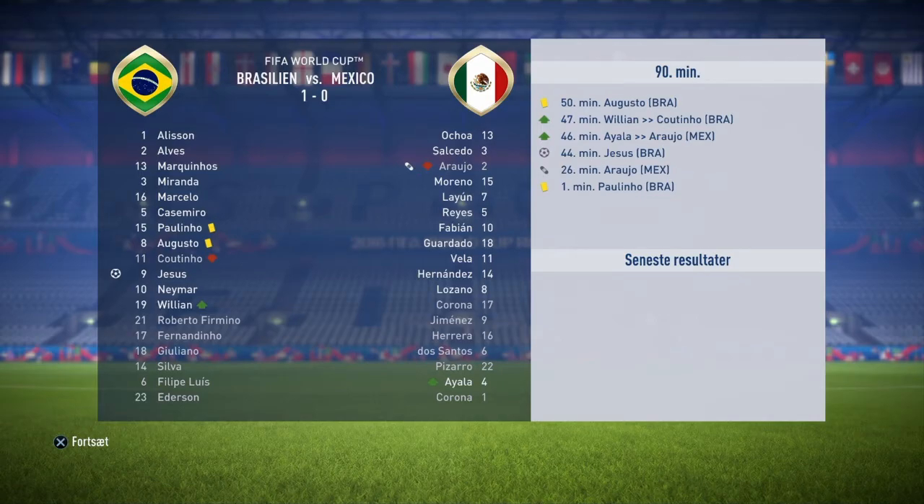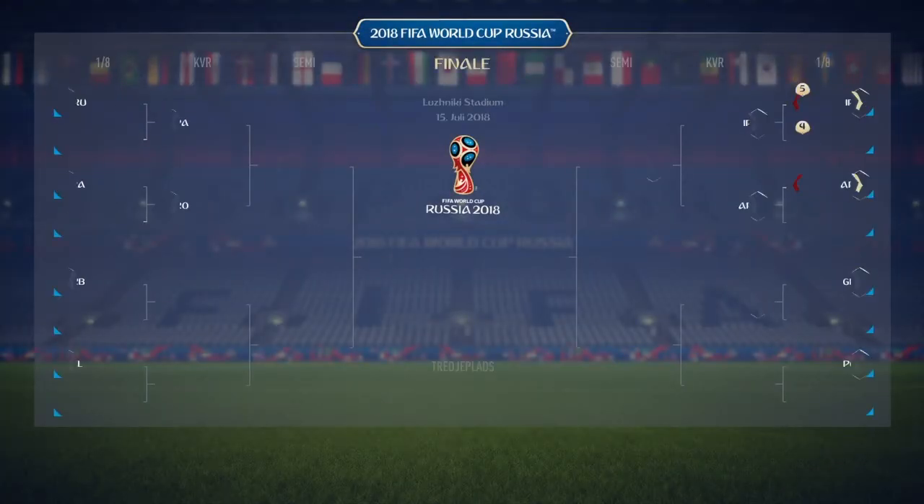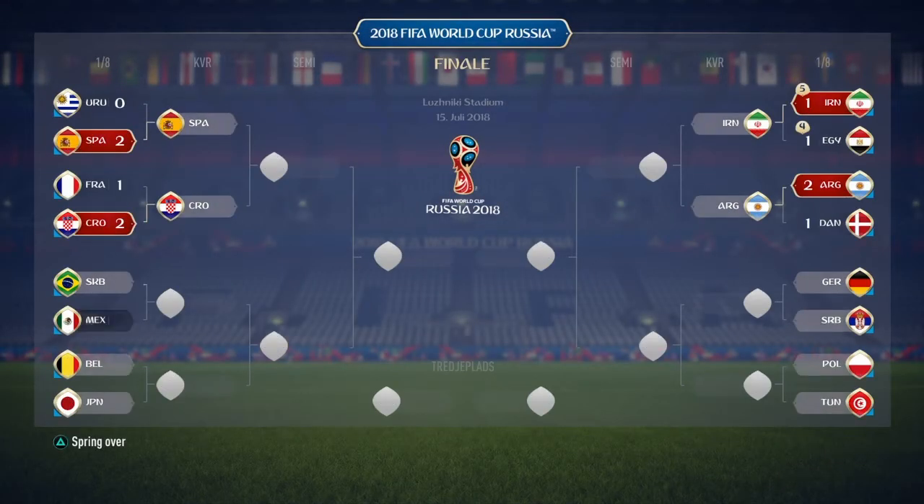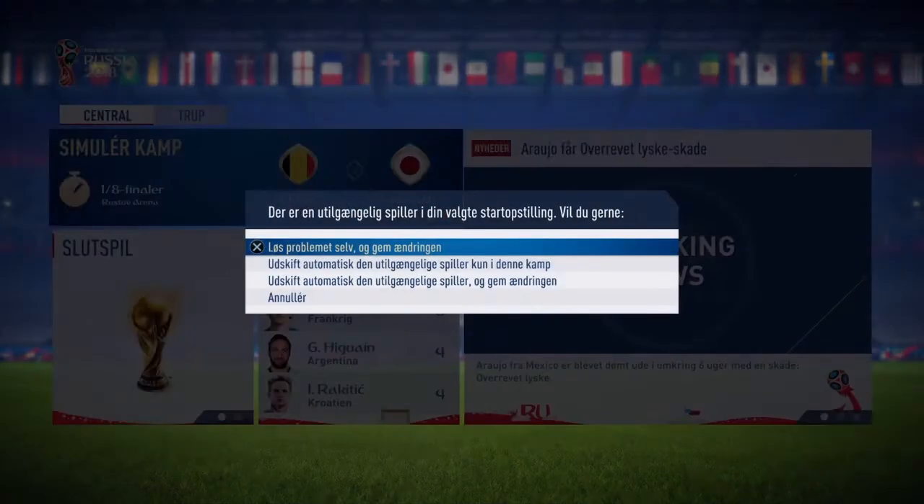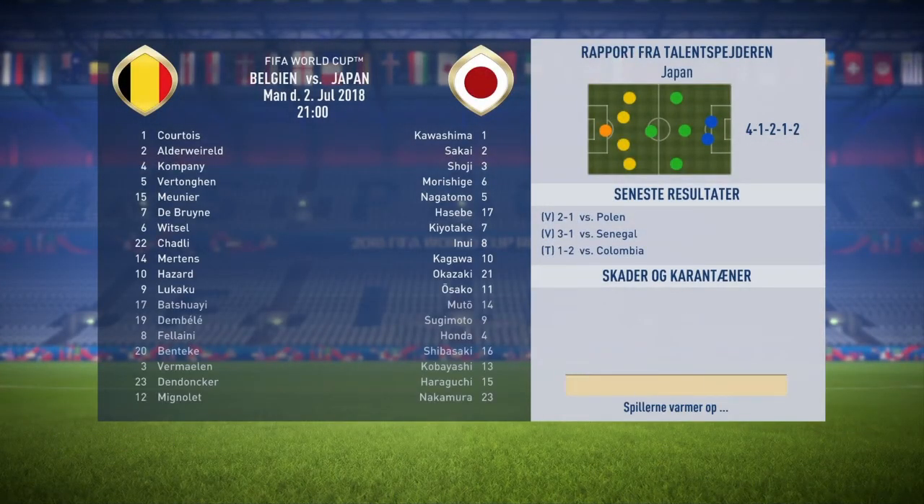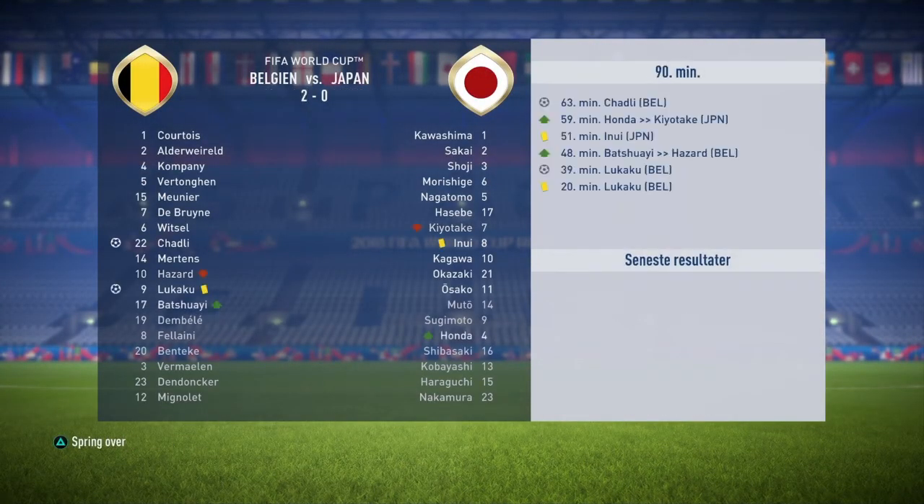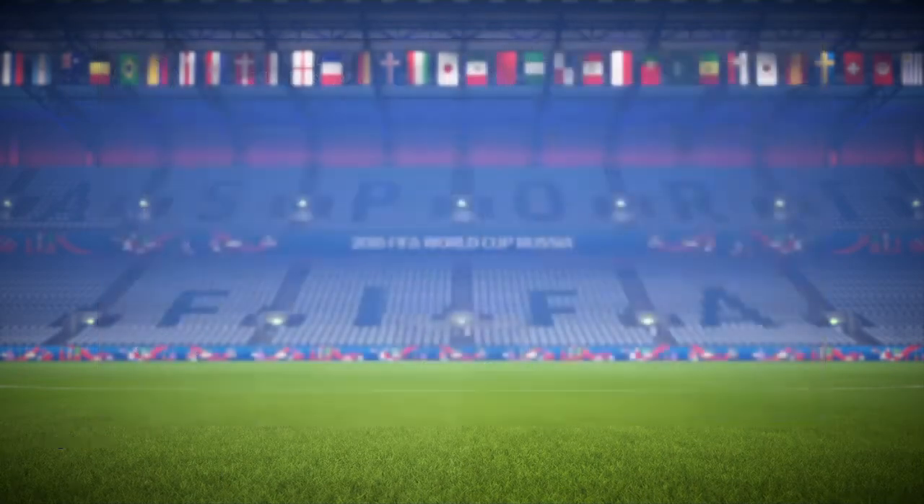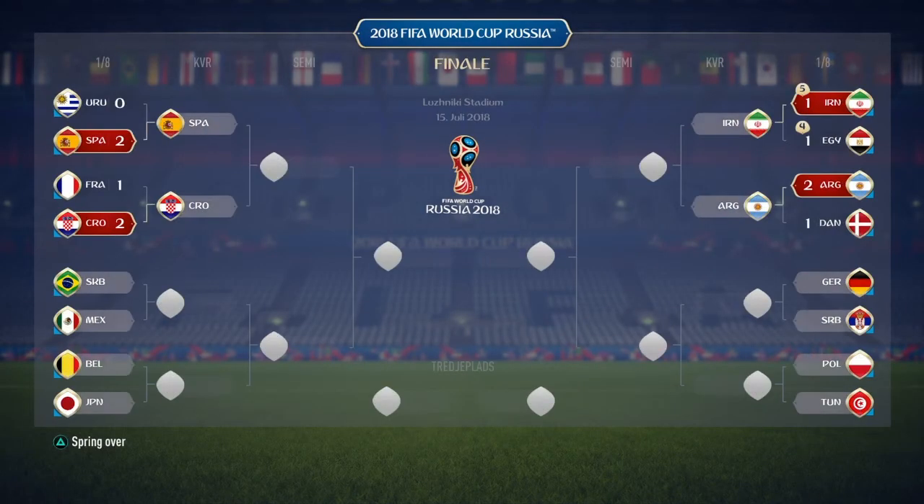And Brazil went 1-0 over Mexico. Gabriel Jesus scored the goal, and they will play either Belgium or Japan in the quarterfinals. I think it will be Belgium. That's an injury. Just get that out of the way. And Belgium went 2-0 over Japan, and will face off against Brazil in the quarterfinal.